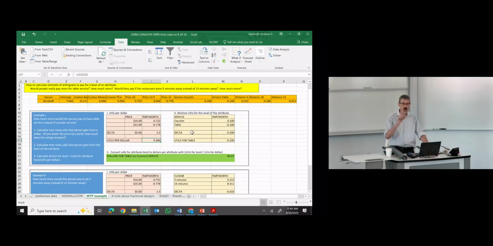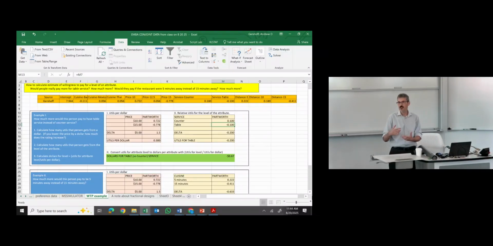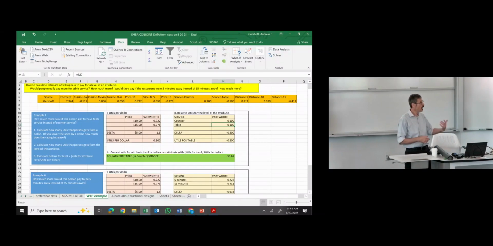So I now know what $1 is worth in terms of utils, and I know that if you give me counter service rather than table service, I'm 0.2 utils happy. And so that's less than $1. In fact, it's 67% of $1. So 67 cents is how much I value getting counter service rather than table service. So I transformed the amount of preference, the amount of utility, the amount of happiness, into a dollar figure.